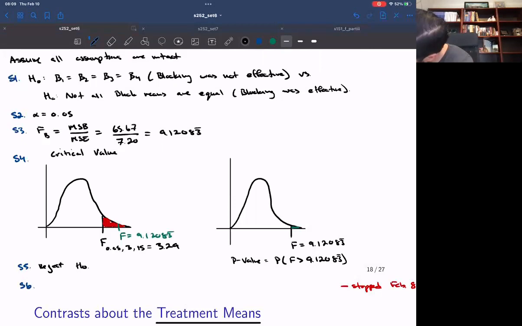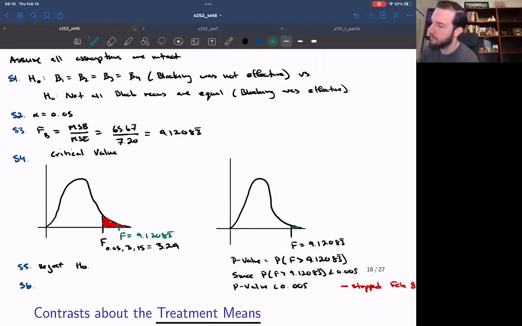So we can say, since the probability F exceeds 9.12083 is less than 0.005, the p-value is less than 0.005. All right. So based off of either approach, the p-value or the critical value approach, we can see that there is rejection of the null hypothesis.